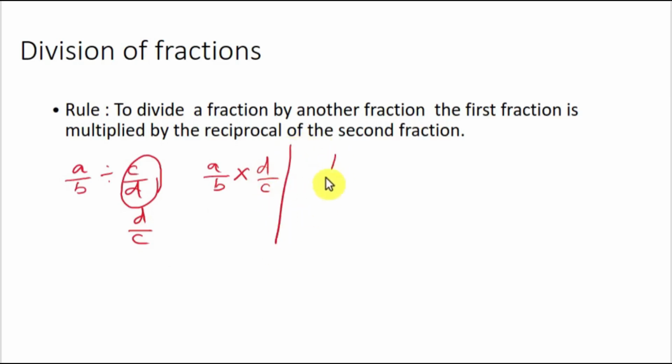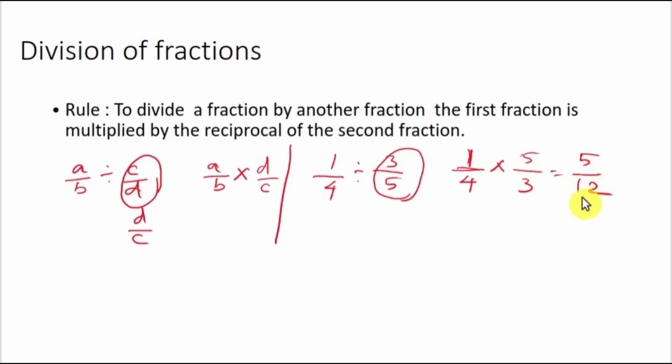For example, 1 by 4 divided by 3 by 5. 1 by 4 multiplied by the reciprocal of 3 by 5. What is the reciprocal of 3 by 5? It's 5 by 3. So the answer is 5 by 12. One more example: 9 by 2 divided by 5 by 4.